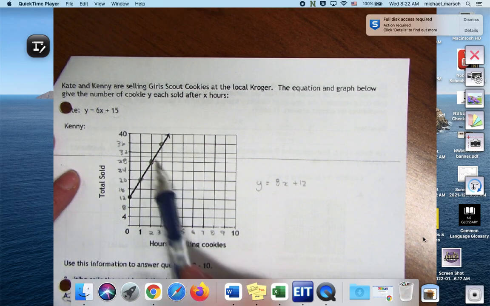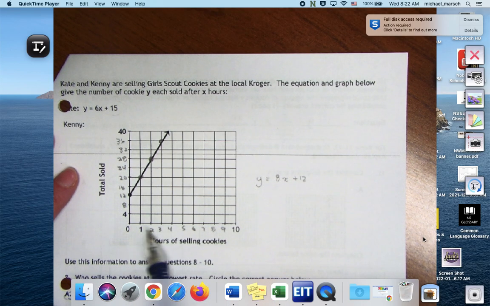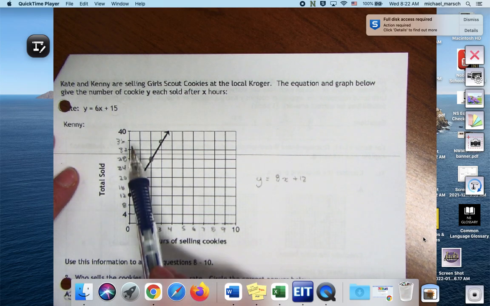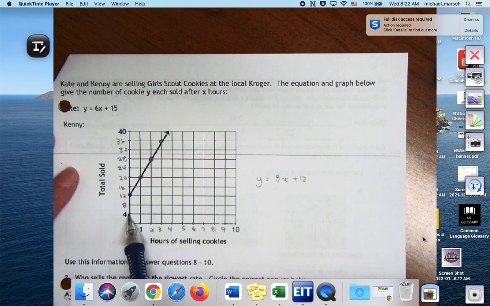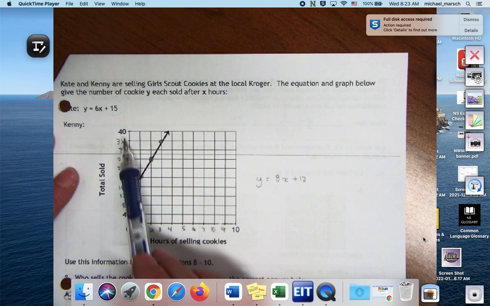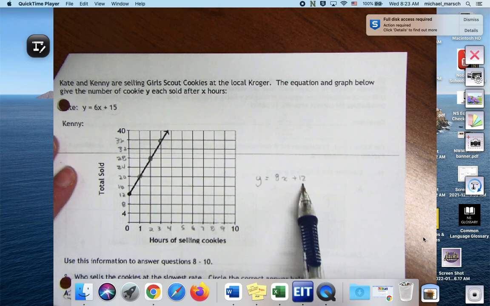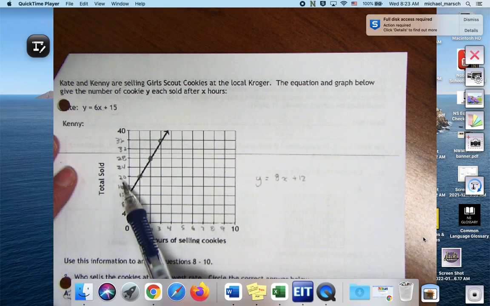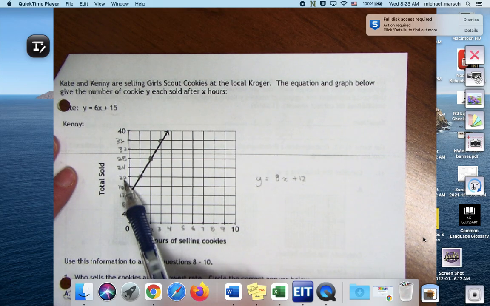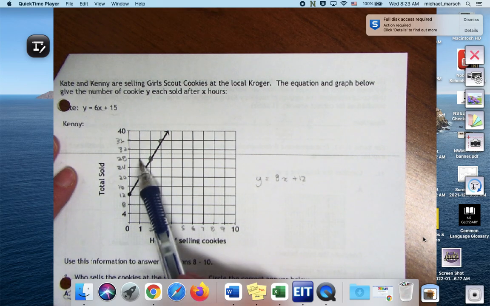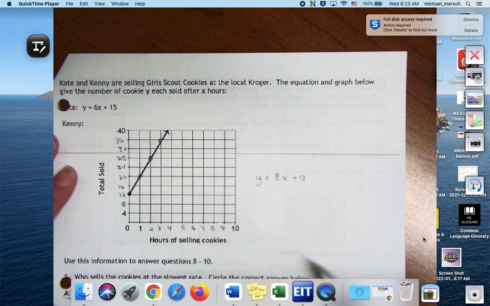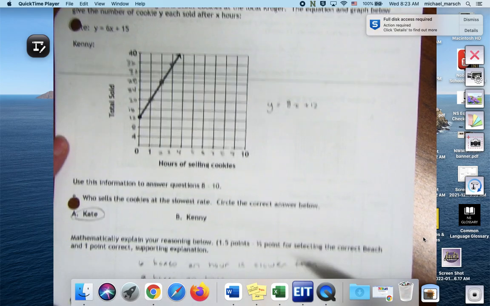And for Kenny, we had a graph here, so I had to label the axes: hours here, total sold here. You already had the hint that it starts at 4, so it goes up by 4s. I noticed that he started at 12, so that's my y-intercept here. Then he went up by 8 each time. So I go up 8, not 8 lines, but the equivalent of the 8 over 1 box. So now I'm going to compare these.